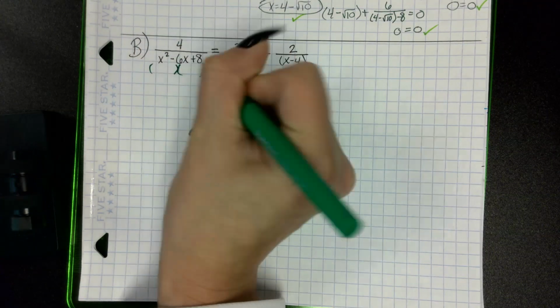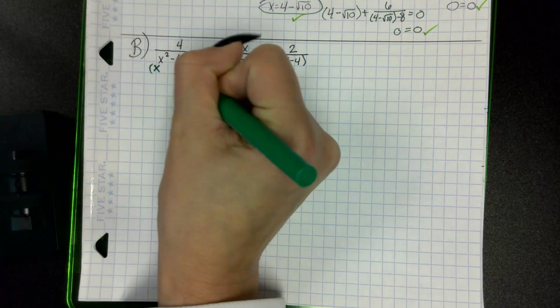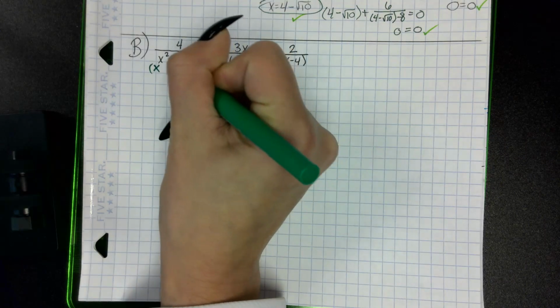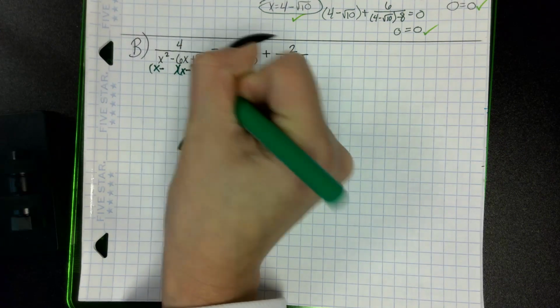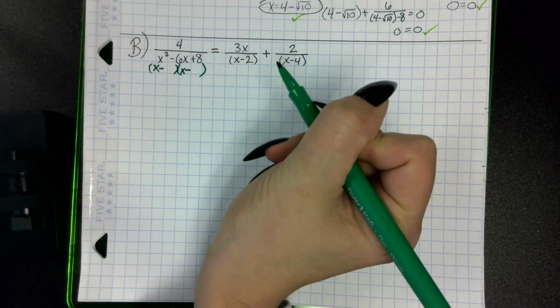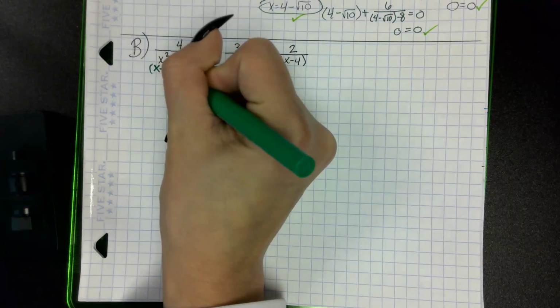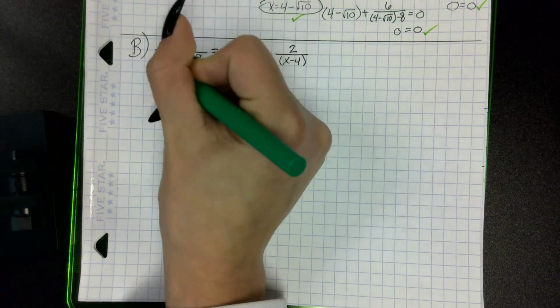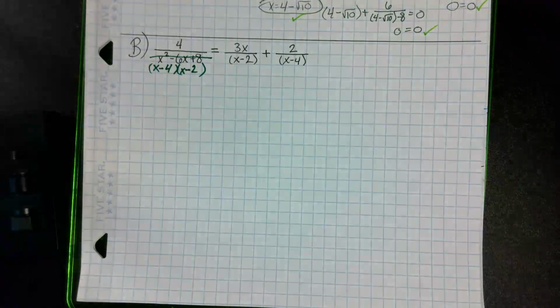So I'm going to factor this, split up my x's. Positive tells me they're the same sign. The negative tells me they're both negative. Multiply to 8, add to negative 6, gives me negative 4 and negative 2. So I just factored that denominator.